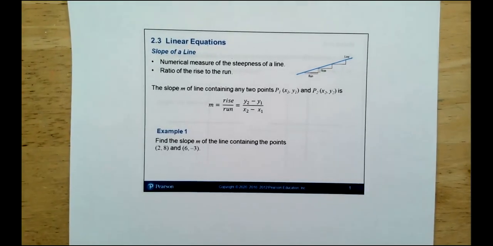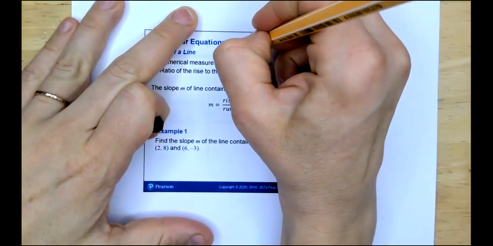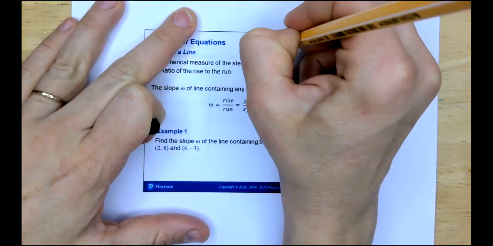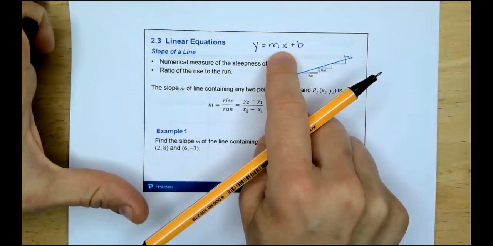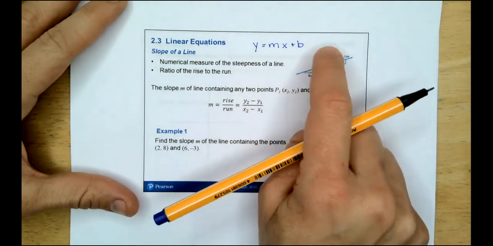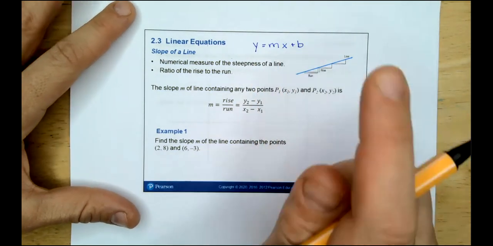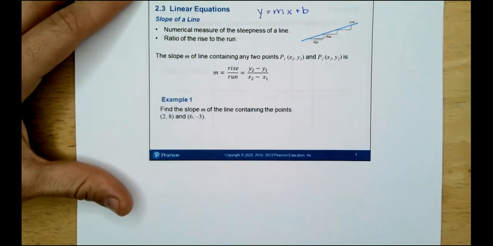So to begin with, we're going to talk about the slope of a line. The slope of the line is just referred to as the letter m, okay? The most common way to write a linear equation is y equals mx plus b, where y and x are obviously the two variables we're familiar with, and then the m is the slope and the b is the y-intercept, okay? So when you see the letter m, when we're talking about linear equations, we're talking about the slope.